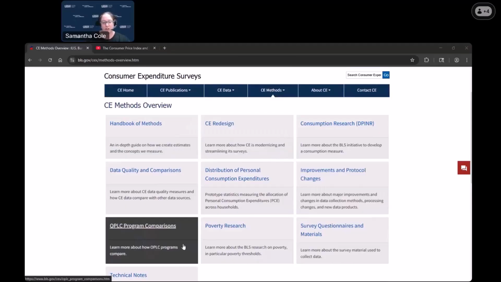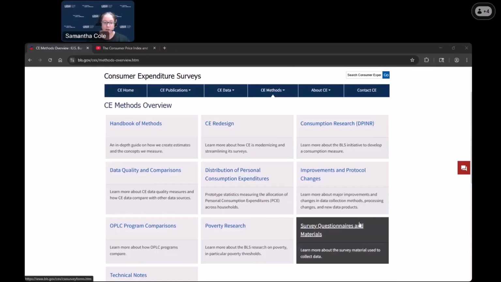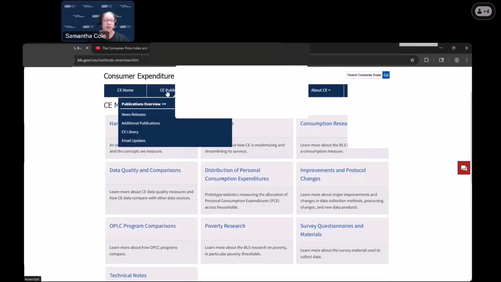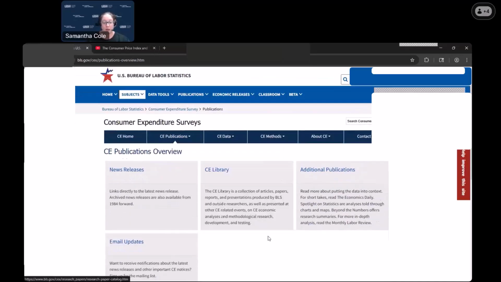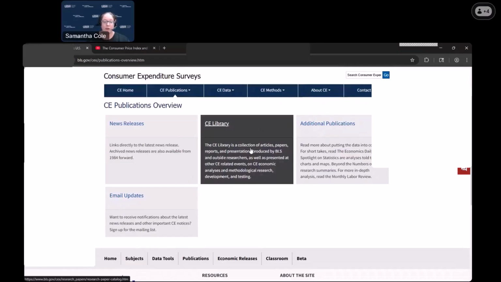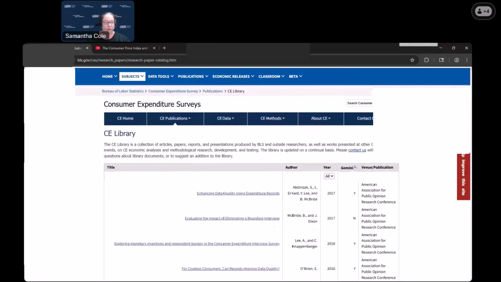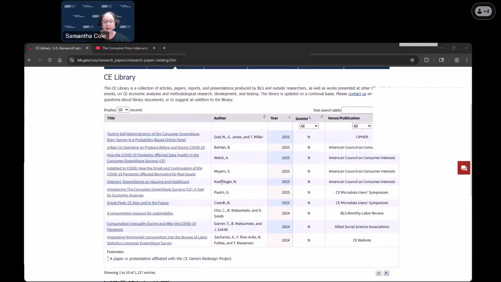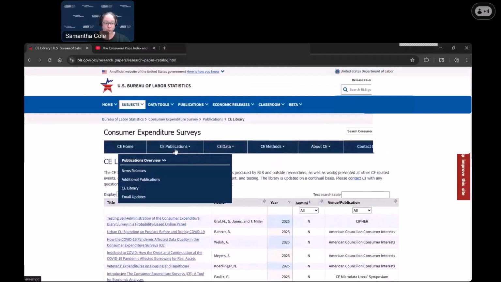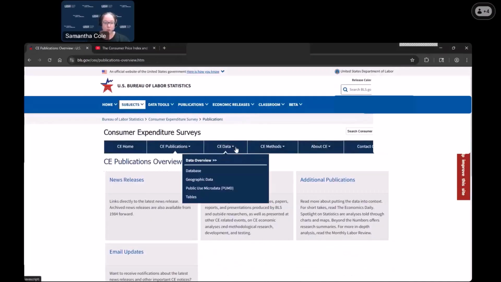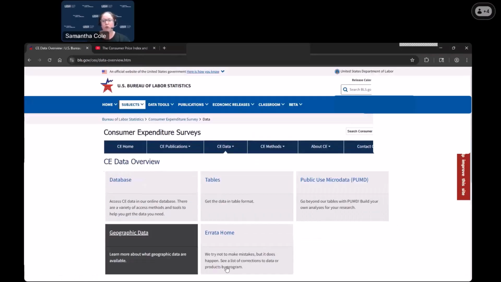lots of great information. You can see our survey questionnaire and materials. You have the CE publications. So this is where a lot of the things that we've already done are listed. So you have news releases. You have the CE library, which is several different things, publications and writings that have been done on CE that are available, and additional publications.